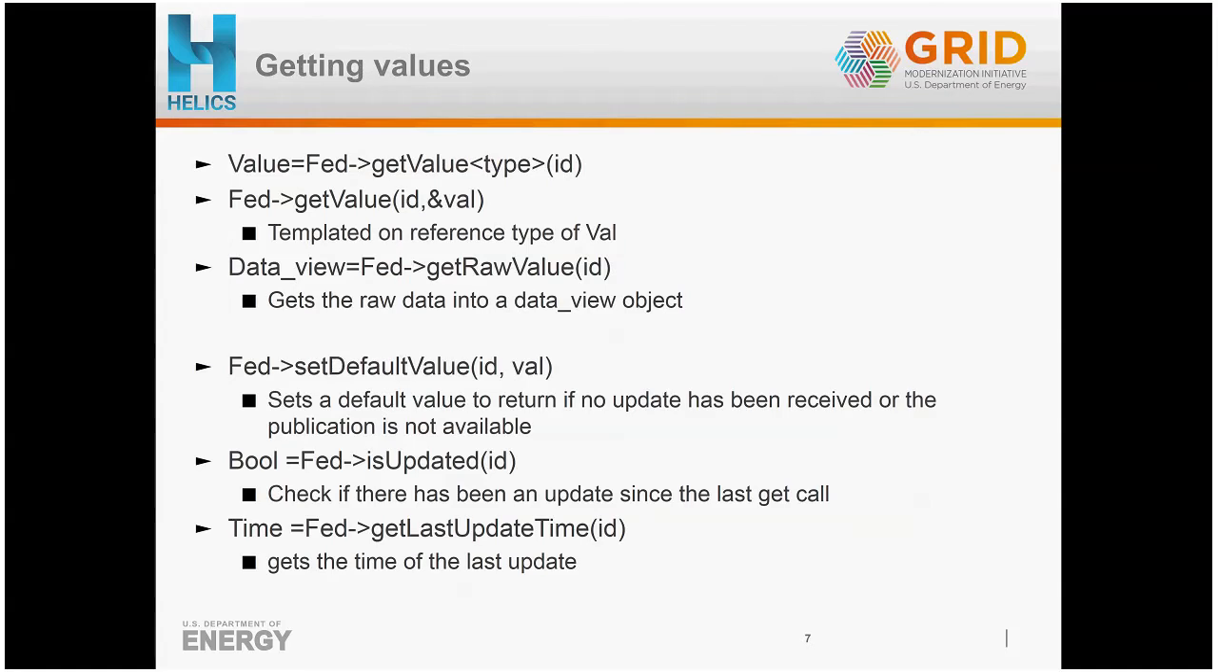To get values, you call the getValue function. This can be called with a type, so you can actually get a value of a specific type. There's two different variants of that. One returns, one takes a reference and updates that. These are all templated on the type of value. The data view, you can get a specific data view object. This is basically the raw data that came through Helix.